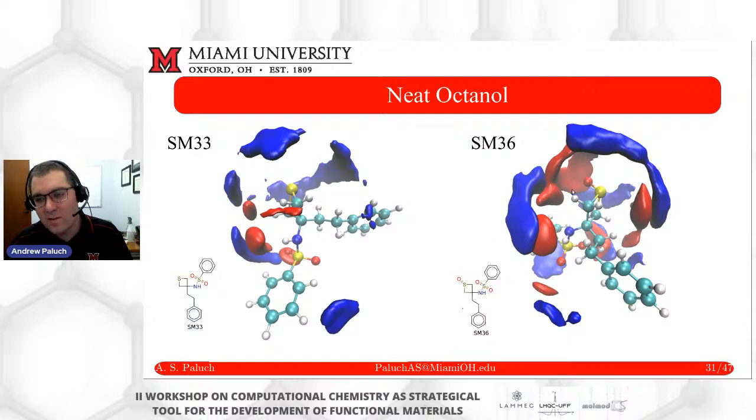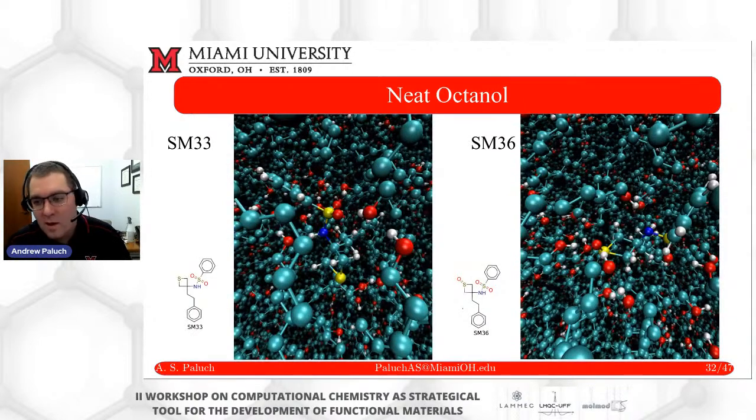Whereas when I look at 36, even in neat octanol, now I have a halo of hydroxyls around that sulfur oxygen. And so that small little change has a huge effect on log P. Comparing log P predicted using neat and saturated octanol has a very large, pronounced effect. If we look at a snapshot, zooming in here, for molecule 33 there are no hydroxyls around. In this snapshot, you can readily see octanol hydrogen bonding with the SO group.